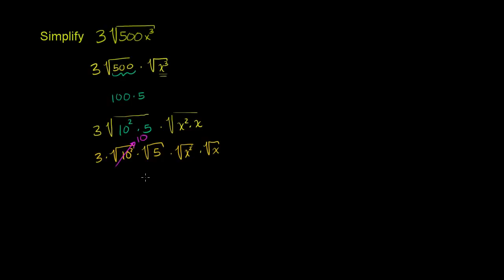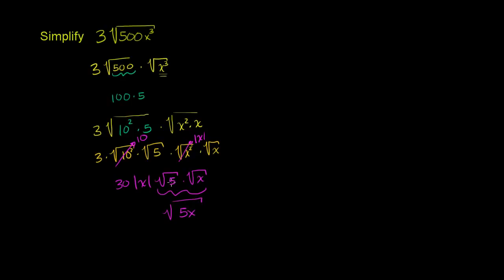And then what I said in the last video is that the principal root of x squared is going to be the absolute value of x, just in case x itself is a negative number. And so then if you simplify all of this, you get 3 times 10, which is 30, times, and I'm just going to switch the order here, the absolute value of x. And then you have the principal root of 5 times the principal root of x. And this is just going to be equal to the principal root of 5x.